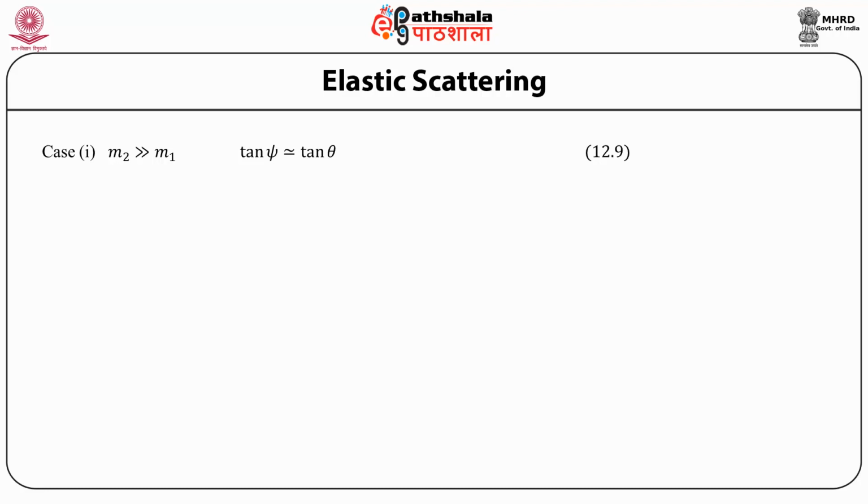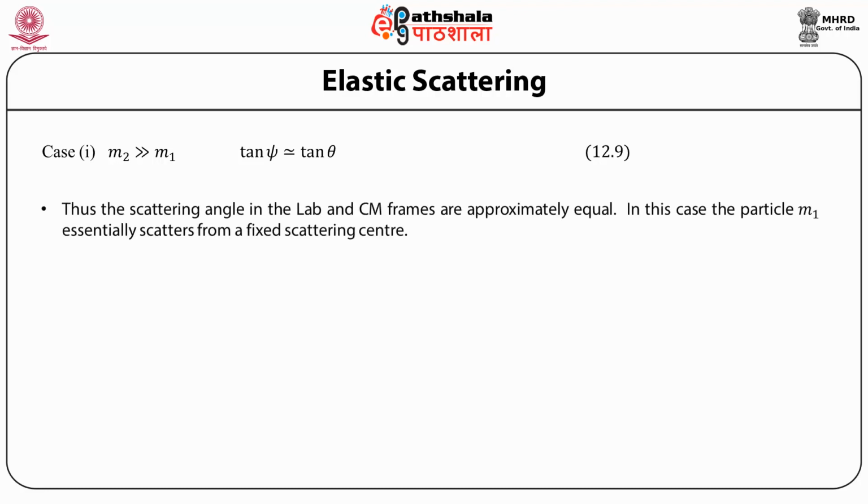So we have the result that the scattering angles in the lab and the center of mass frames are approximately equal for the case when the target particle is very heavy compared to the projectile. In this case, the particle m1 essentially scatters from a fixed scattering center.